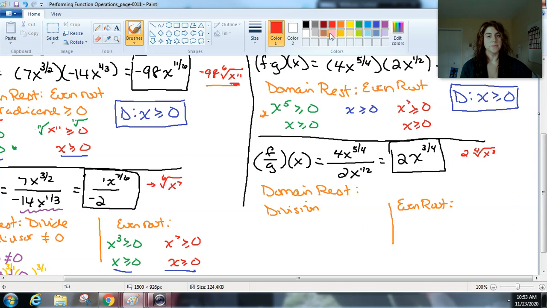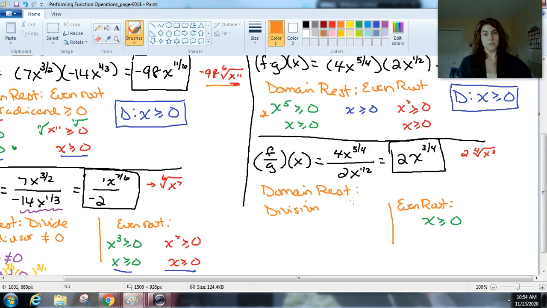So I know right away, without even doing much work, I know this is going to be my even root issue. Please don't always assume that, because I could give you a radical that has x plus 1 inside of it or something to that effect. Okay, so you may still have to do some work, but if it's just a single variable, if it's just x to any power, it's going to be x is greater than or equal to 0.